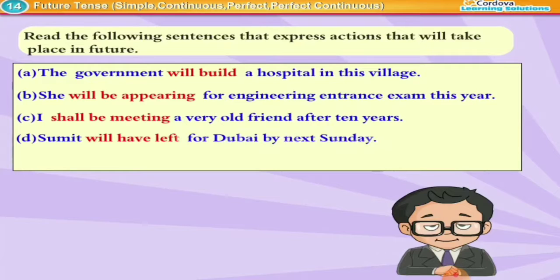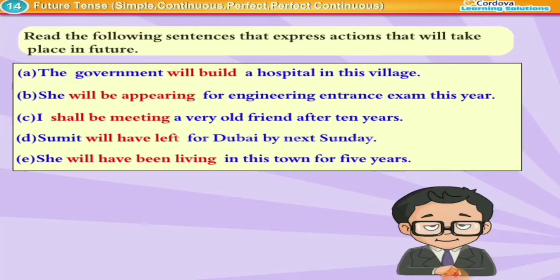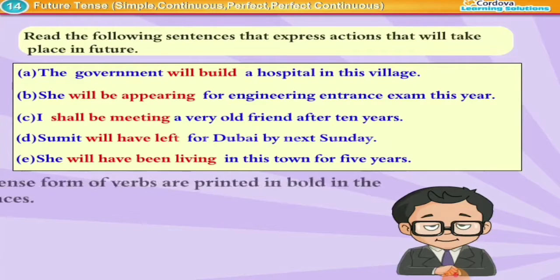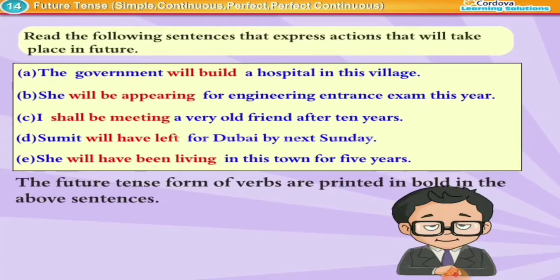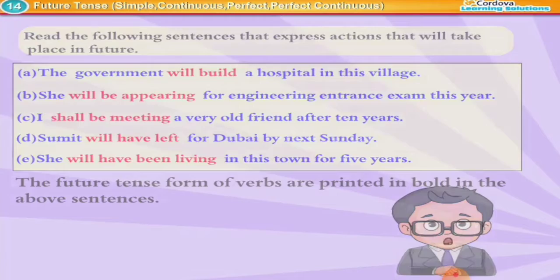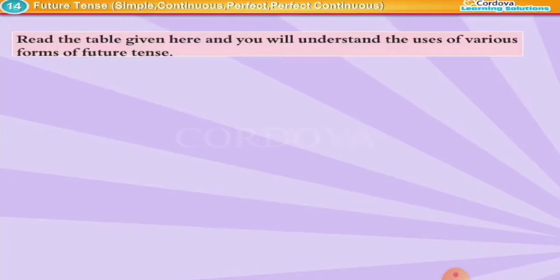Sumit will have left for Dubai by next Sunday. She will have been living in this town for 5 years. The future tense forms of verbs are printed in bold in the above sentences. Read the table given here and you will understand the uses of various forms of future tense.